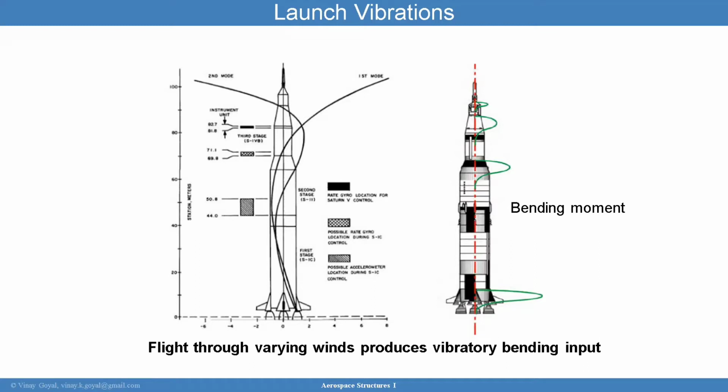We want to make sure that the vehicle, when it's exposed to the maximum loading environments, which usually occur near max Q, the region of maximum dynamic pressure, has strength at every point in the launch vehicle, and is sufficiently sized to be able to survive that ascent.